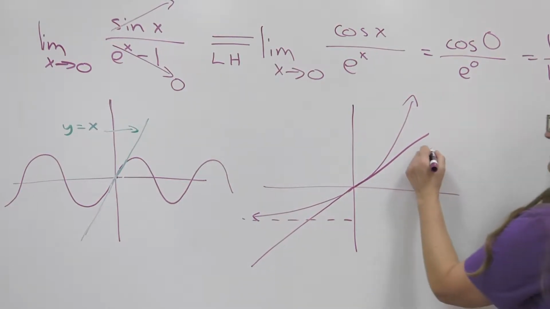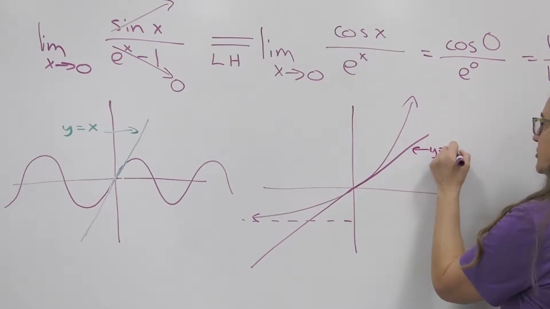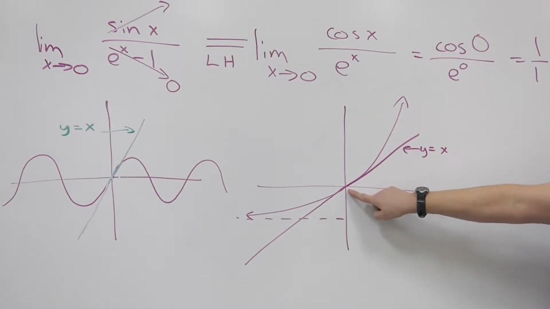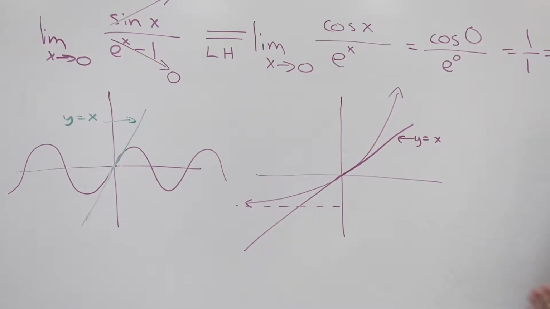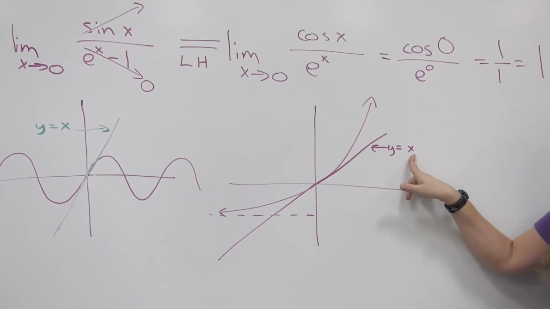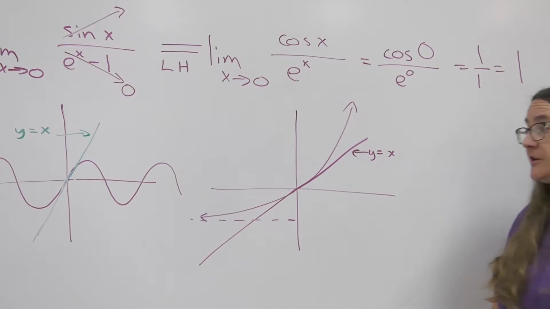Now, this tangent line happens to be exactly the same. It's just y equals x. Because the derivative of e to the x minus 1 was just e to the x, evaluated at 0, that's 1. So again, it's a line of slope 1 through the origin.